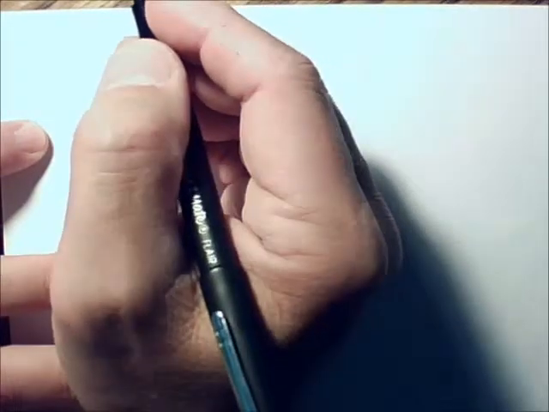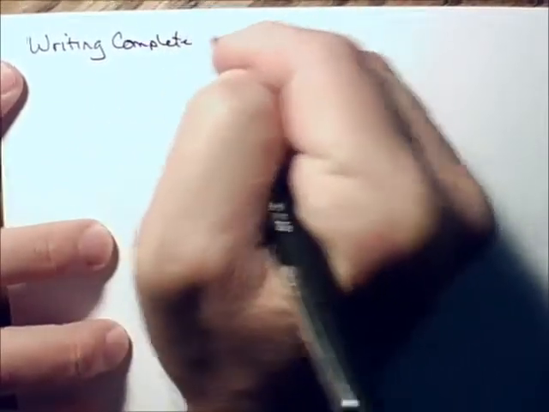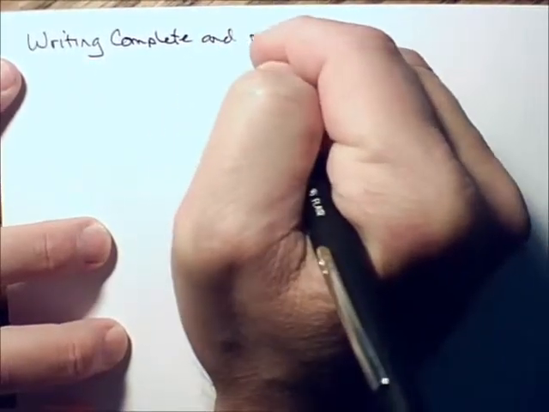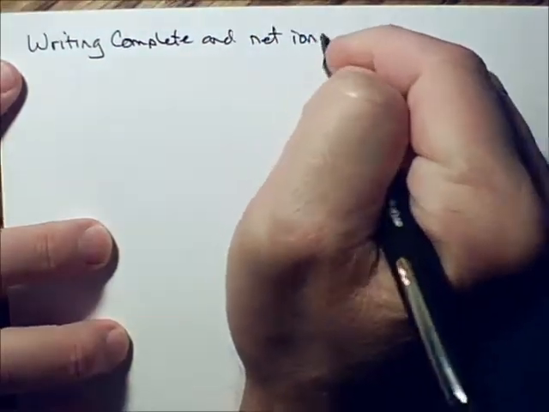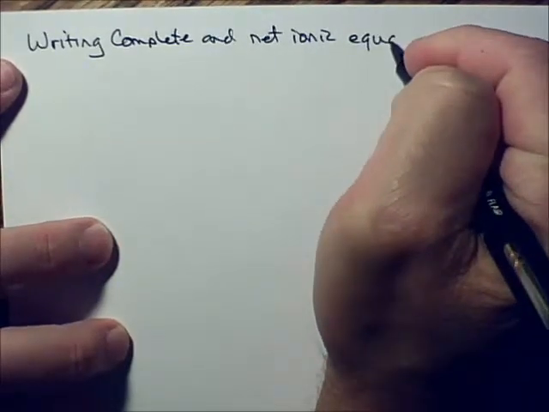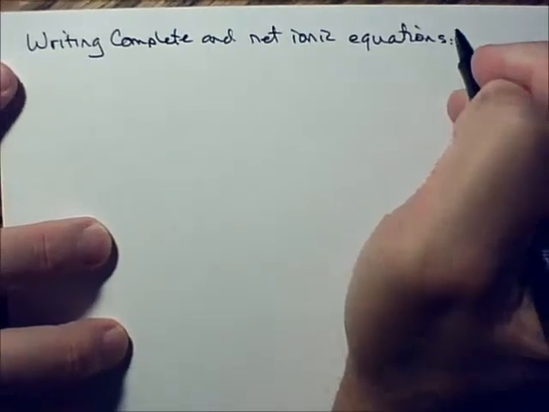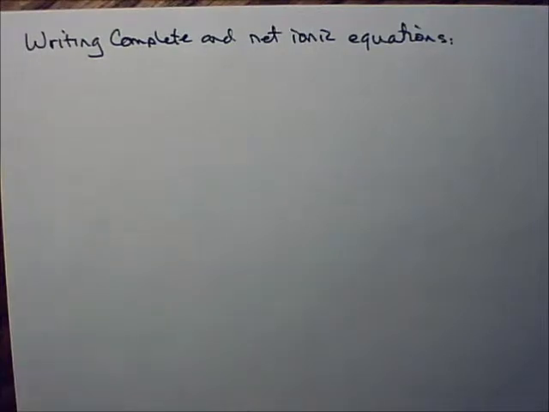So what we're going to be learning today, after we first go through one more time balancing an equation, but that's the first thing you have to do before you write something called complete ionic equations. We're going to write complete and net ionic equations. Okay, writing complete and net ionic equations.